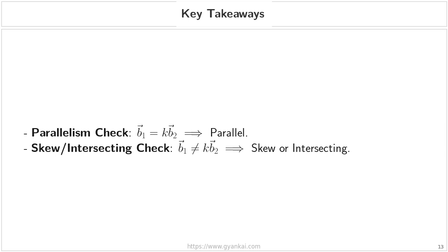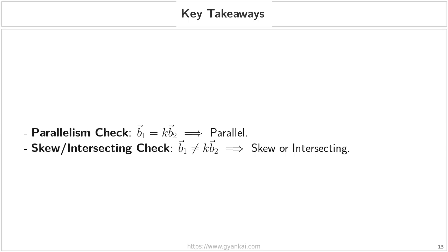Key takeaways. First, always start with your parallelism check. Remember, you must examine your direction vectors. If vector b1 is equal to a constant k multiplied by vector b2, then you can conclude that the lines are parallel. On the other hand, if vector b1 is not equal to a constant k multiplied by vector b2, then you are dealing with lines that are either skew or intersecting.